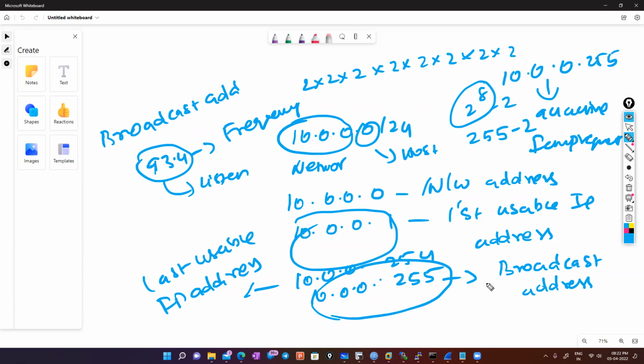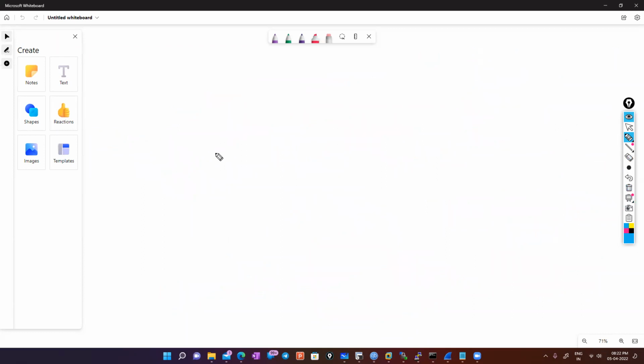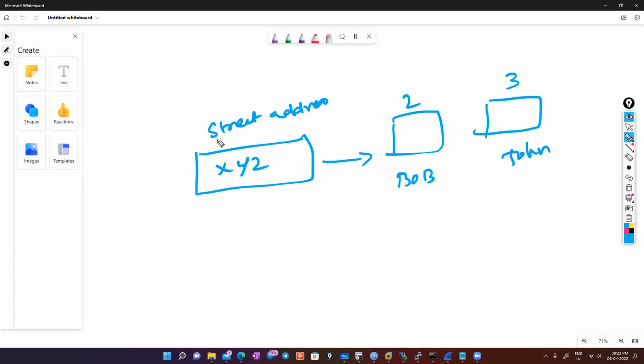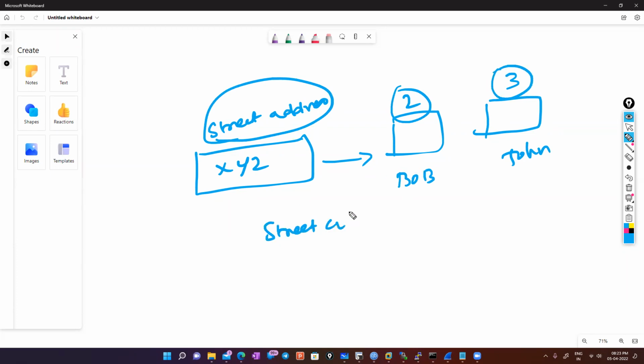So that's the use of broadcast address. And network address, what is the best example I can give you? Maybe a street address. That's going to be the same, right? Example, this is XYZ Street, and your home has an address of 2, the second house in the street. Someone else in the third house, say for example, he's Bob, he's John. So his street address is going to be the same, and only the house address will change. That's the identity, right? Street address followed by the house address.